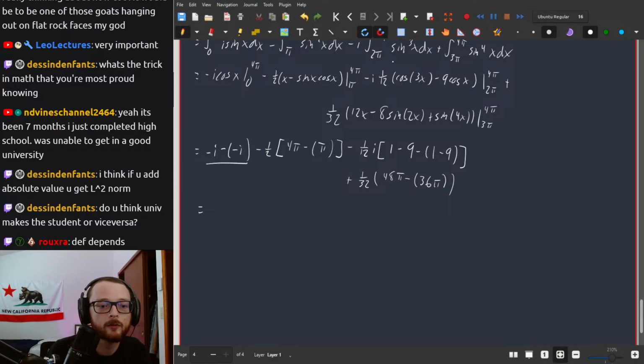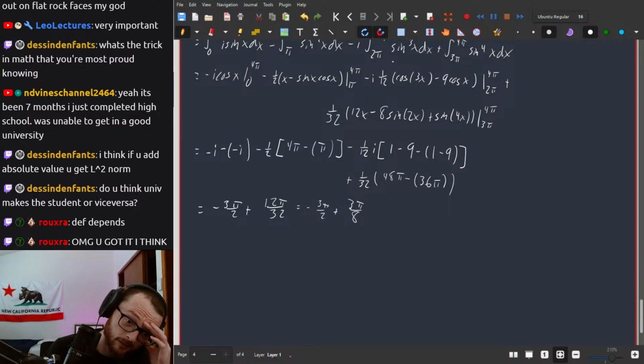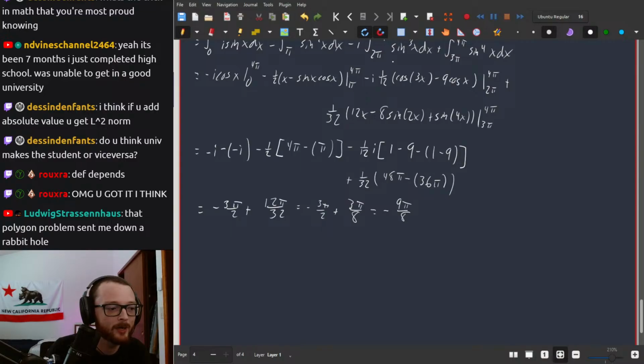That zeroes out. This is 3 pi, so minus 3 pi over 2. This zeroes out. 12 pi over 32. 3 pi over 8 if we divide it by 4. Yeah. It's a negative number? That's so ugly. Ew. Minus 9 pi over 8?